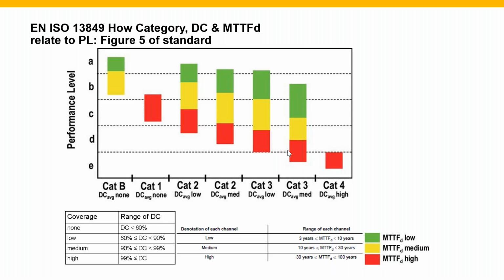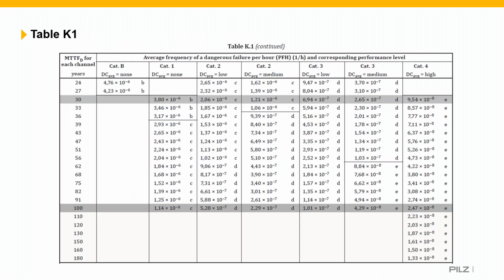And this, like I say, is just intended to be a quick evaluation. The detail is actually in table K1 taken from Annex K of 13849. And this is where you have all your PFHD values. So this is what the targets are to an order of magnitude. And you can see how the performance level changes with that order of magnitude.